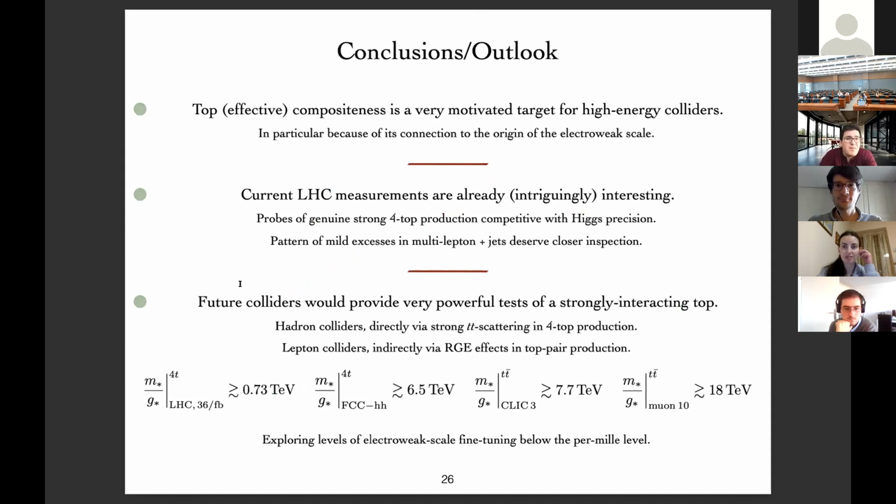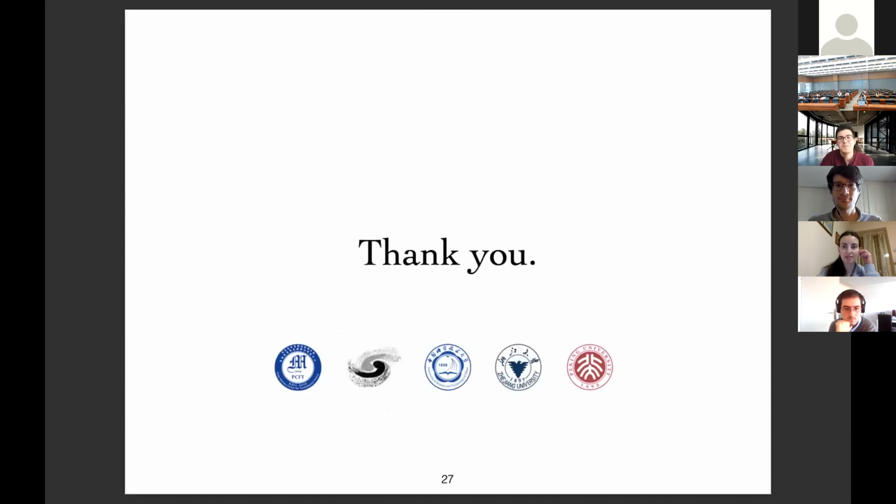Future colliders, in particular those running at the highest center of mass energies, would allow very powerful tests of a strongly interacting top quark, reaching values of the compositeness scale over coupling, which determine the size of the four-top contact interaction, that approach the 10 TeV mark. Another way to phrase this result is that we will be able to explore levels of electroweak scale fine-tuning below the per mil level, which is 100 times below that of the LHC, and I think unprecedented in the realm of particle physics. Thank you very much.